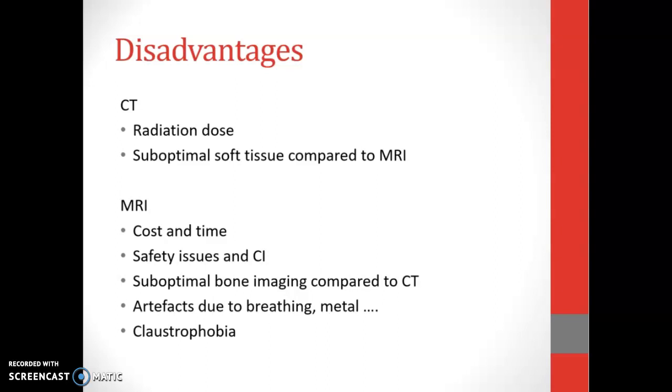Like we said before, there's a radiation dose associated with CT. Radiation for a CT is around about 10 millisievert, whereas MRI doesn't have any at all.